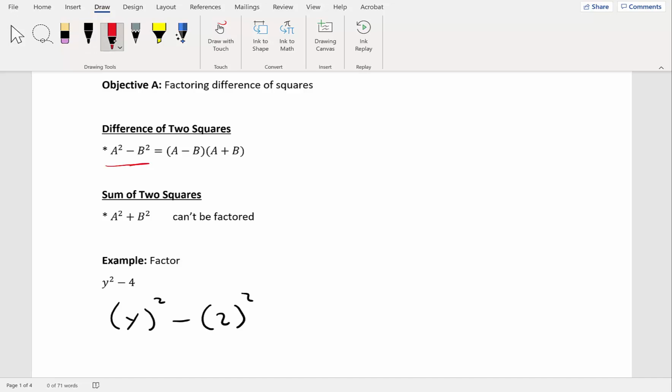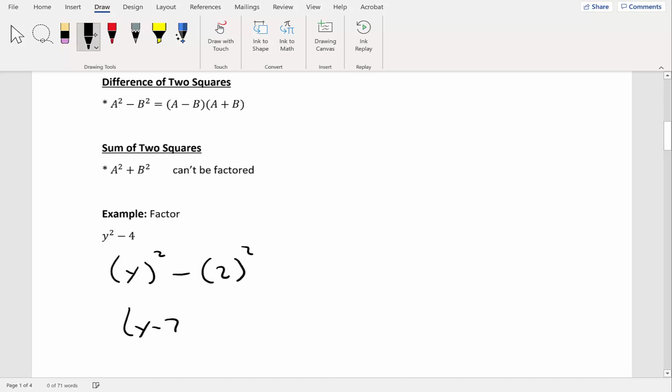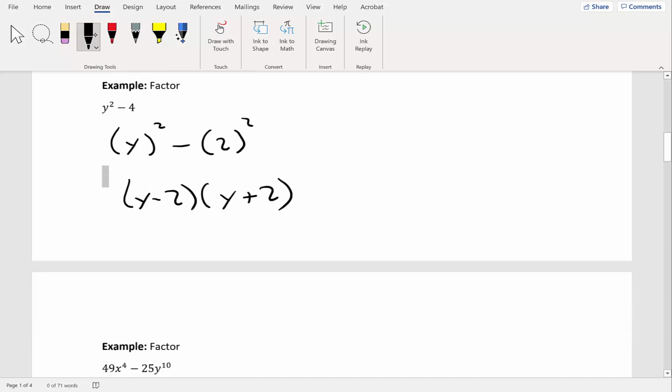I have something squared minus something else squared. So this y would be like my a in the formula, and this 2 would be like my b. When I factor this out, I have y minus 2 times y plus 2. Now we've completely factored that binomial. If you want to check your answer, go ahead and multiply it out, and you'll end up with the same thing that you started off with: y squared minus 4.